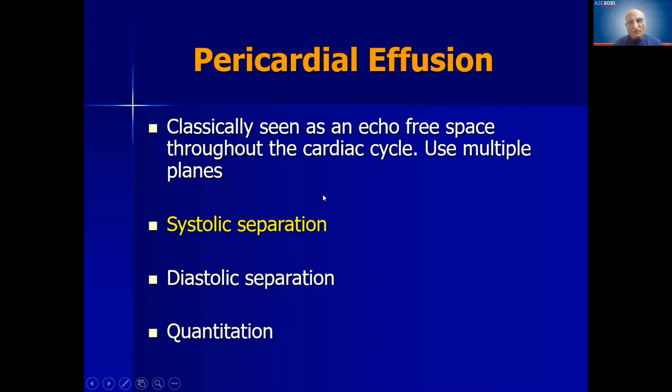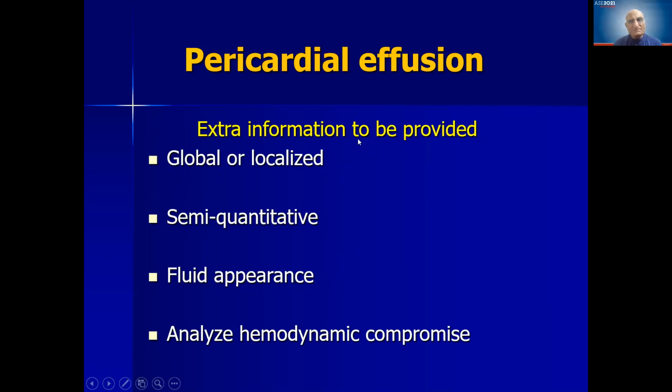So what you do in an echo, number one, is determine whether pericardial effusion is present or not, whether it is physiological or pathological, and whether it is approximately mild, moderate, or severe. And there is extra information to be provided: whether it is global or localized, and what the appearance of the fluid is.